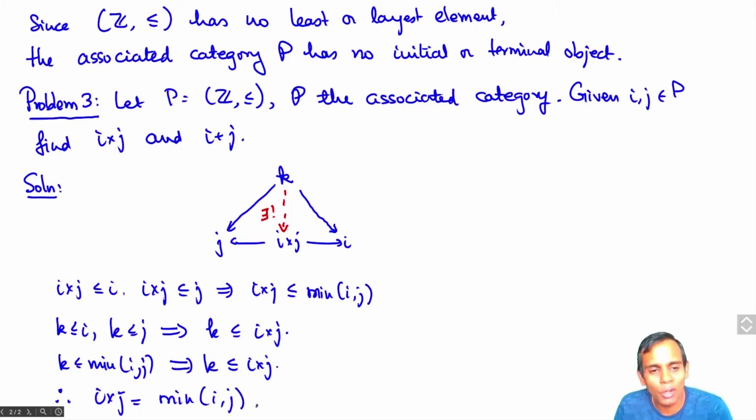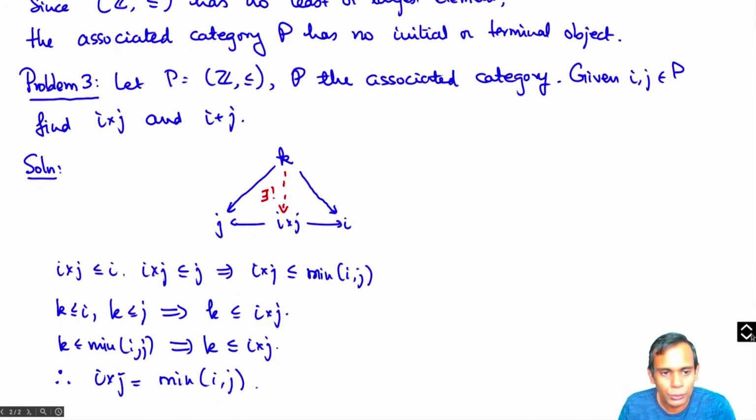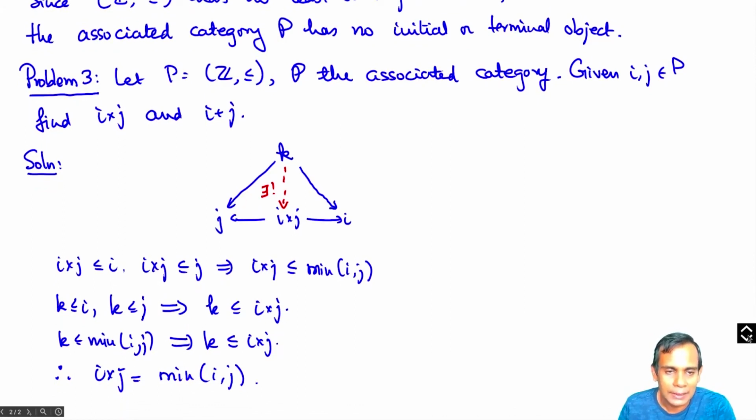A very similar reasoning with all the arrows reversed will show you that I plus j is the max of I and j.